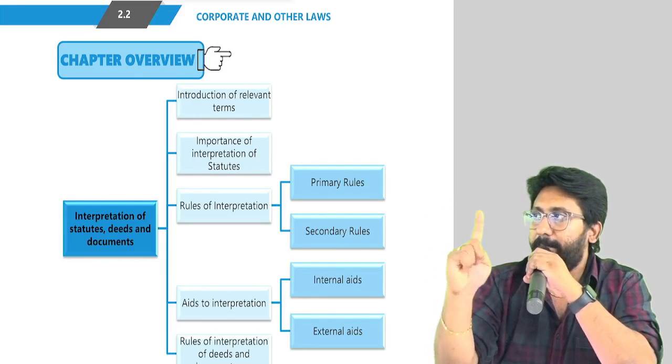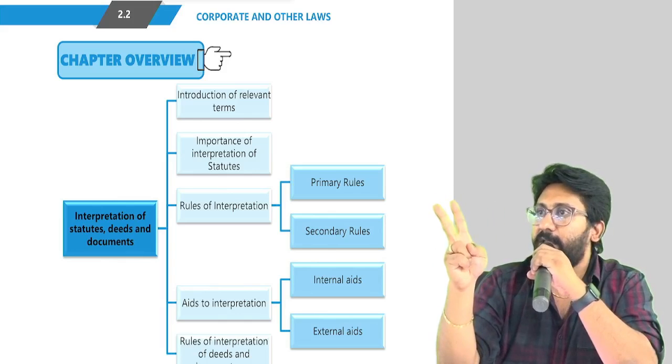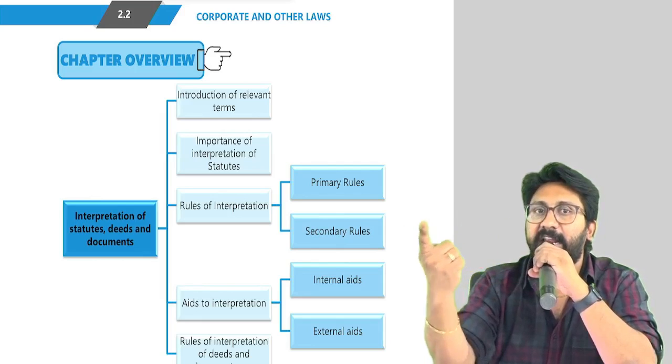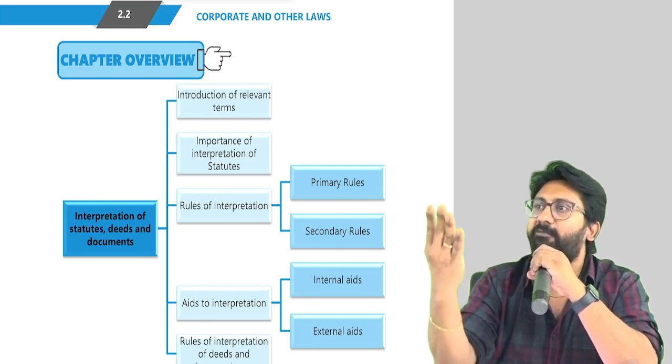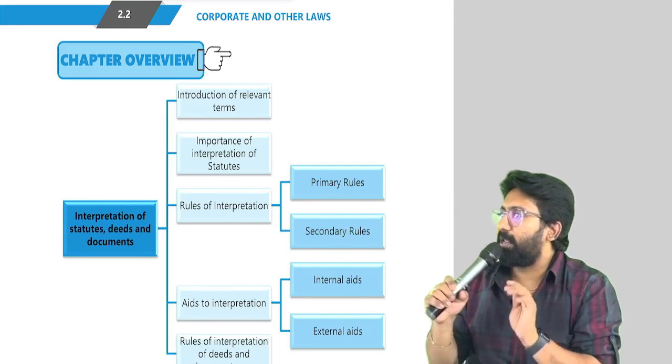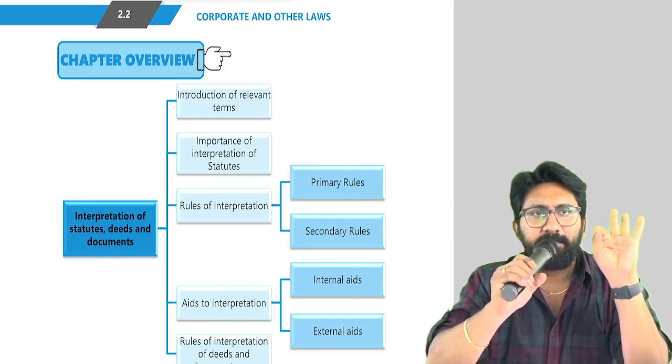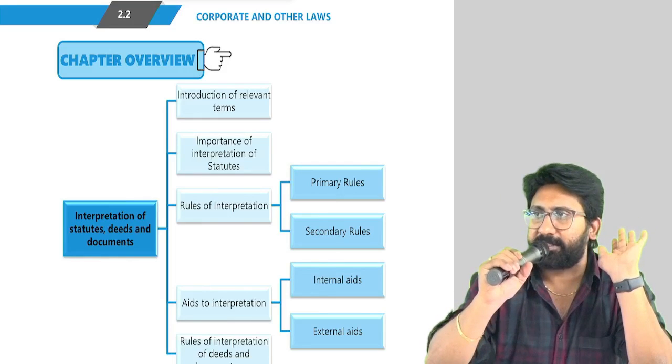First one, primary rules of interpretation. Second one, secondary rules of interpretation. Third one, internal and external aid to interpretation. Fourth one, miscellaneous. How many are there? Four concepts you can take. These are four types. Any question can come in the exam.